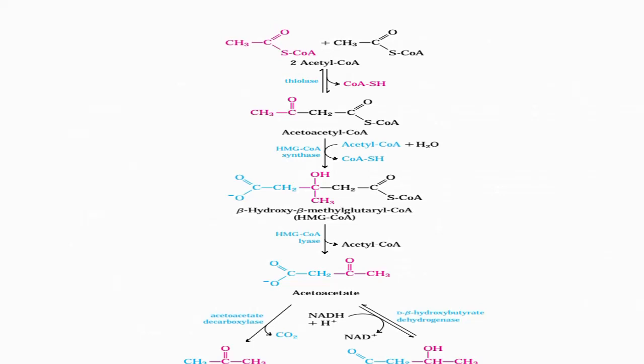Now the acetoacetate can undergo a decarboxylation reaction using acetoacetate decarboxylase, or it can spontaneously, without the aid of this enzyme, also undergo decarboxylation to form acetone. And equally, another enzyme, beta hydroxybutyrate dehydrogenase, can actually reduce acetoacetate to give beta hydroxybutyrate.